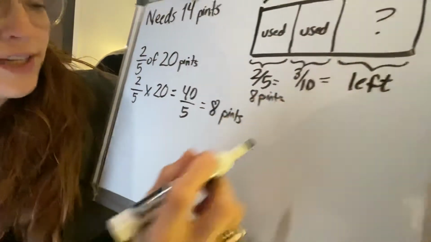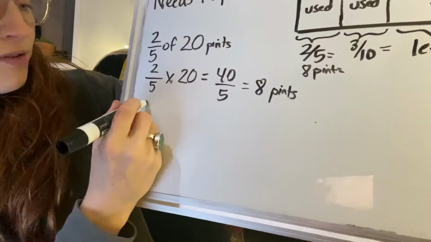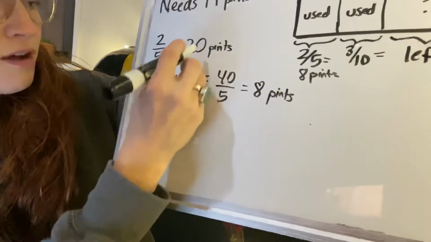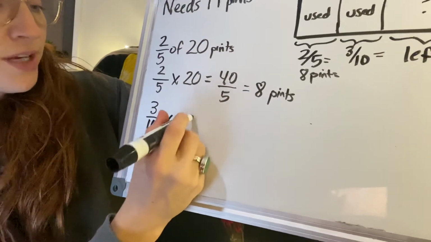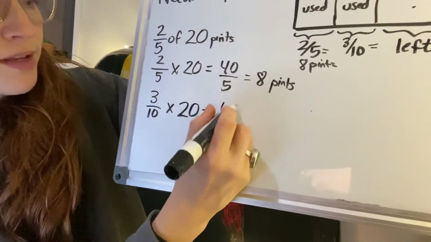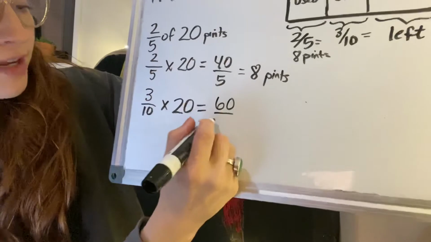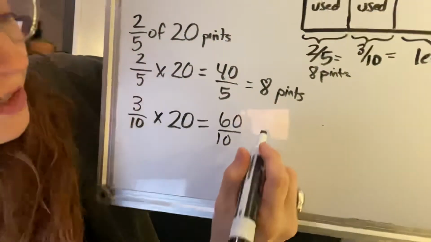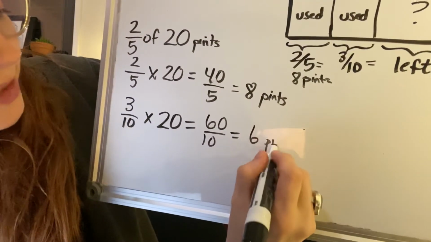What about the 3/10? What does that equal? Let's figure it out. 3/10 of 20. So same thing, 3/10 times 20. 3 times 20, 60 over 10. 60 divided by 10 is 6. So we got 6 pints.